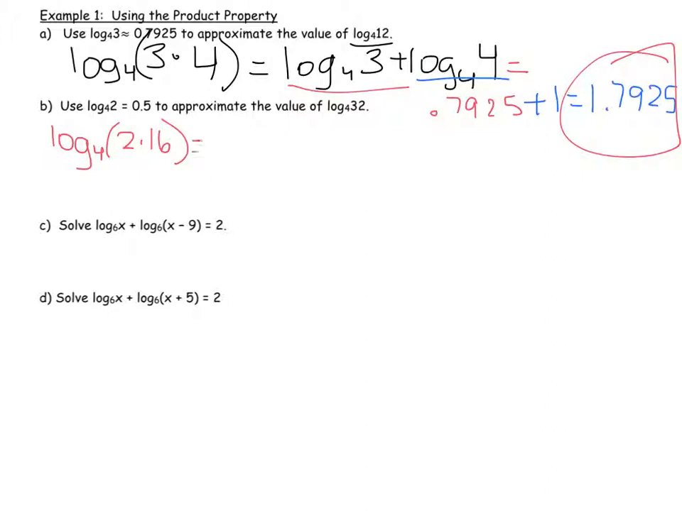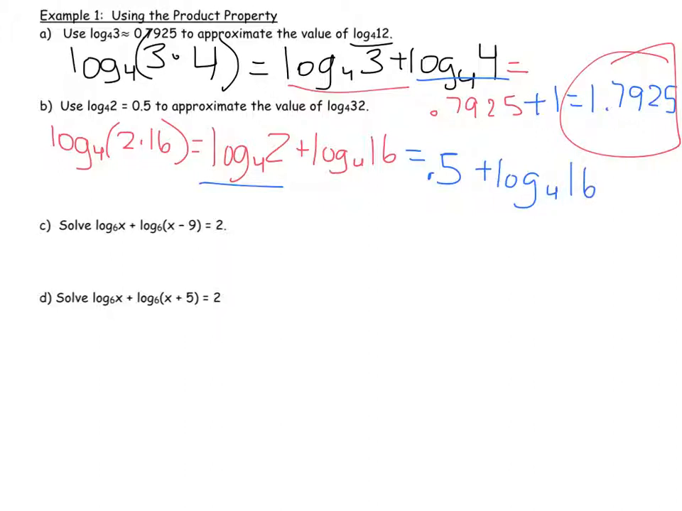So we can rewrite this now using our product property as an addition problem. So log 4 of 2 plus log 4 of 16. And we know what that first expression equals because they gave it to us. So I'm going to go ahead and fill that in as 0.5. And then we still have this log 4 of 16 that we're dealing with.